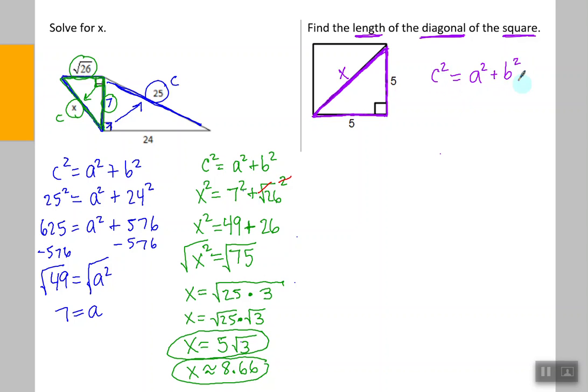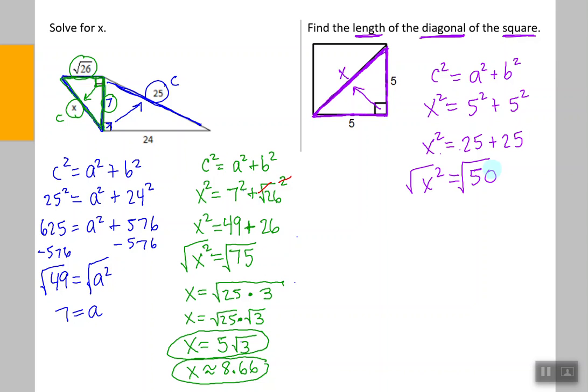So we'll write c squared equals a squared plus b squared. We use our right angle to identify where the c is. X is c. So x squared equals 5 squared plus 5 squared. Let's simplify on the right side. 5 squared is 25, so 25 plus 25. Adding those together makes 50, and of course we need to take the square root.